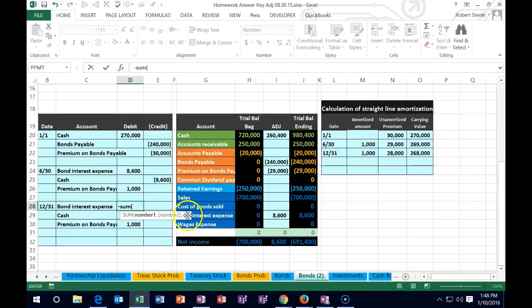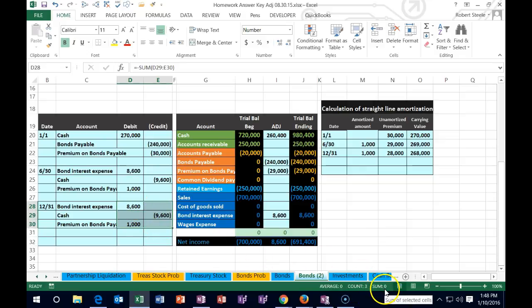So I'm going to do that with our negative sum formula, like so. I'm going to move this out of the way because it's always in my way right there, but I could have just highlighted from the bottom up and left it there, and it would have been okay too. And that will give us our 8.6. 8.6 plus 1,000 gives us the 9.6, which equals our credit, and if we highlight all of them, also in balance in that format as well.